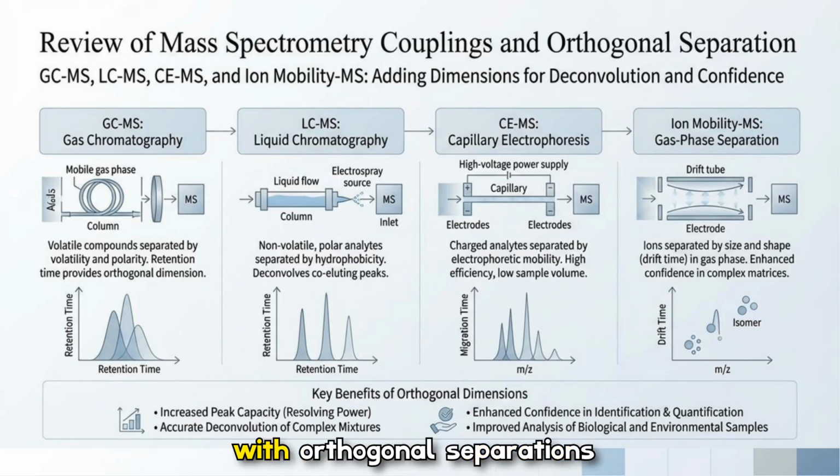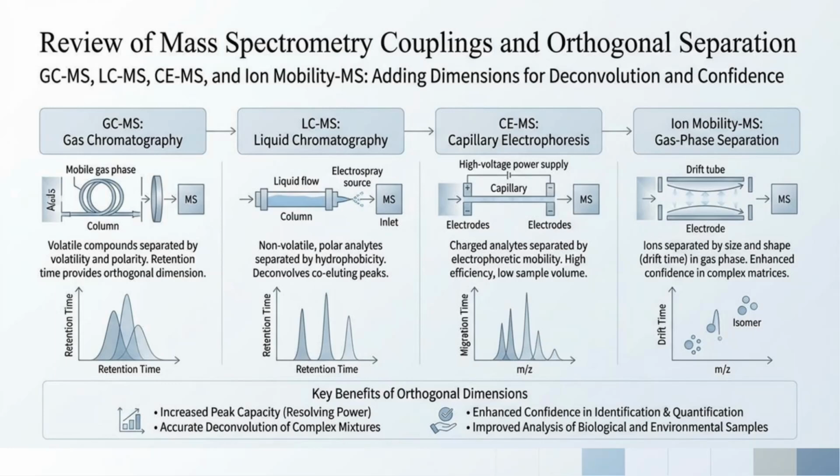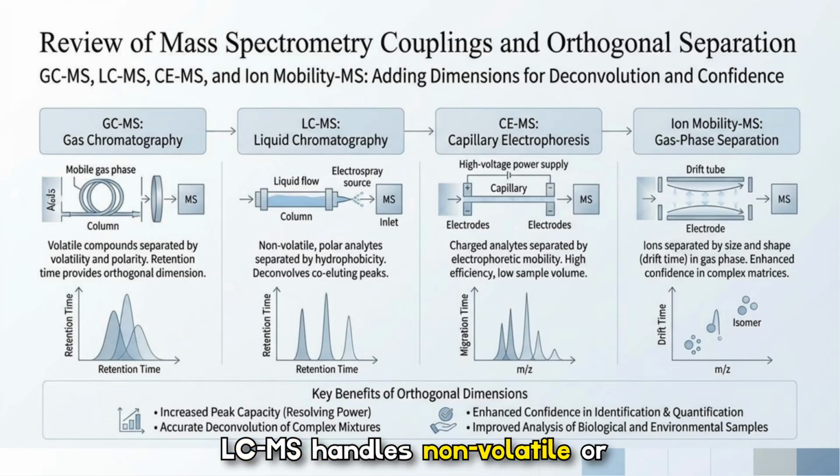Coupling mass spectrometry with orthogonal separations adds dimensions that help deconvolute complex samples. GC-MS separates volatile compounds by retention time. LC-MS handles non-volatile or polar analytes. CE-MS separates charged species by migration, and ion mobility adds drift time to distinguish isomers by size and shape. Combining these dimensions increases peak capacity, improves confidence in identification, and enhances analysis of biological and environmental samples.